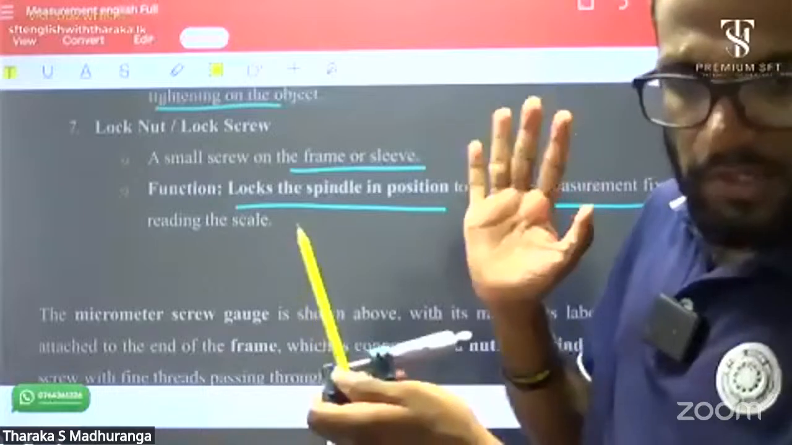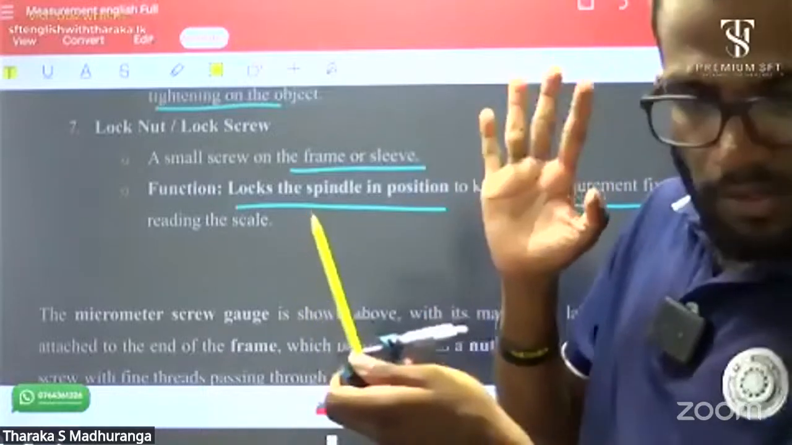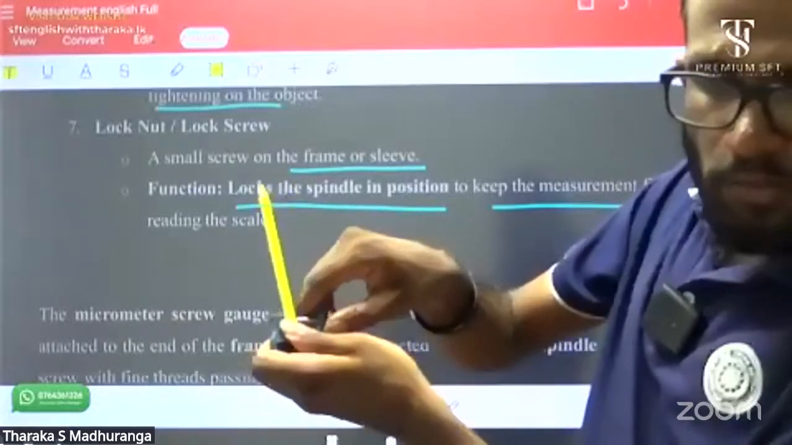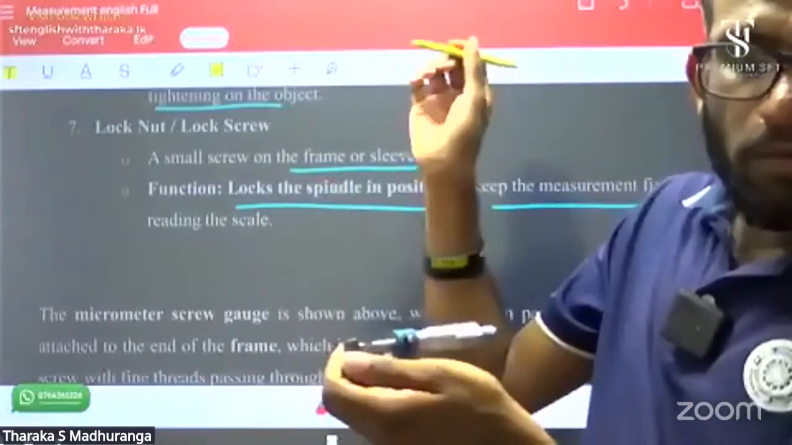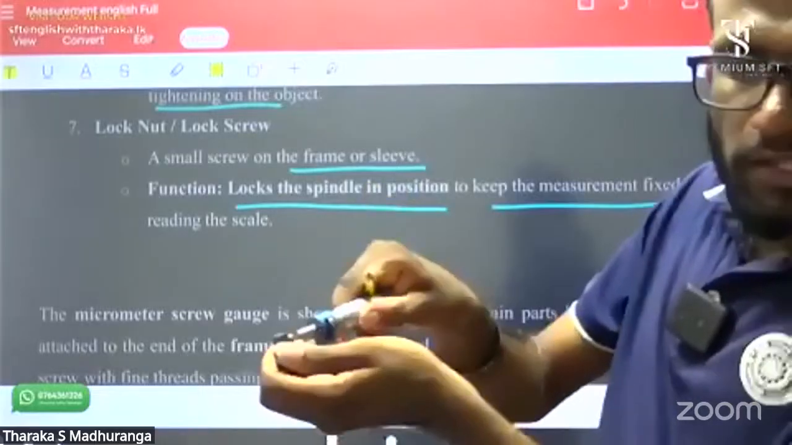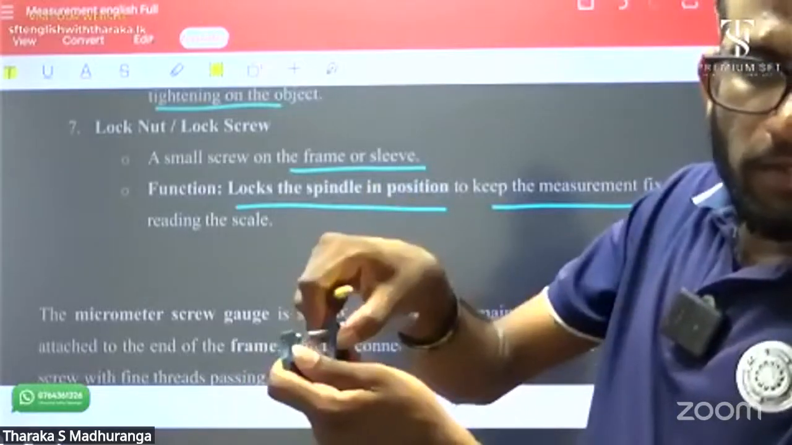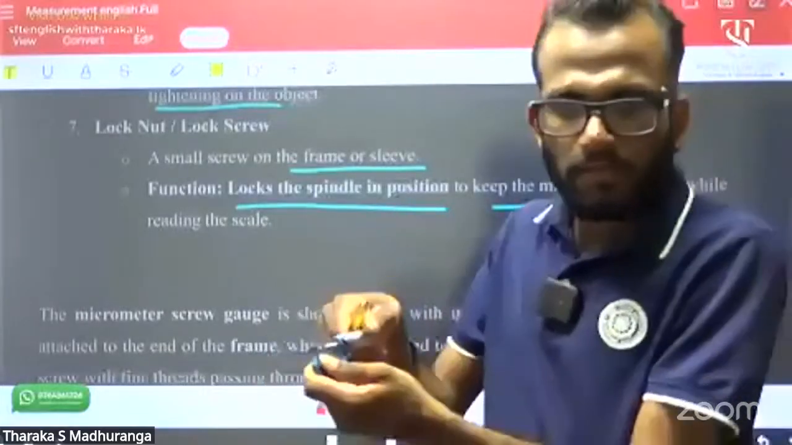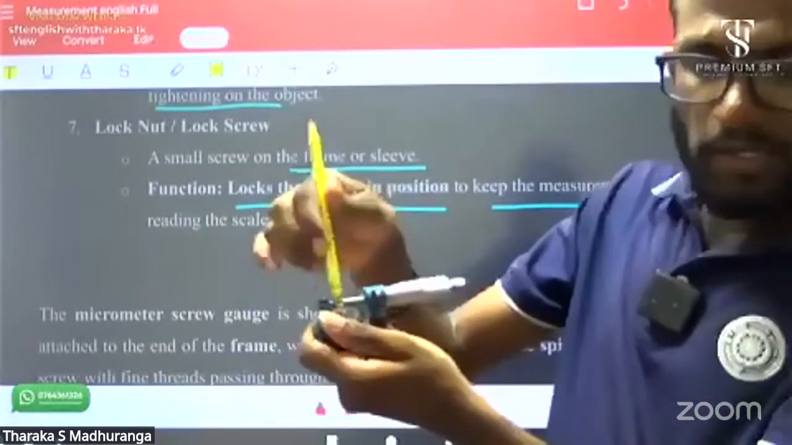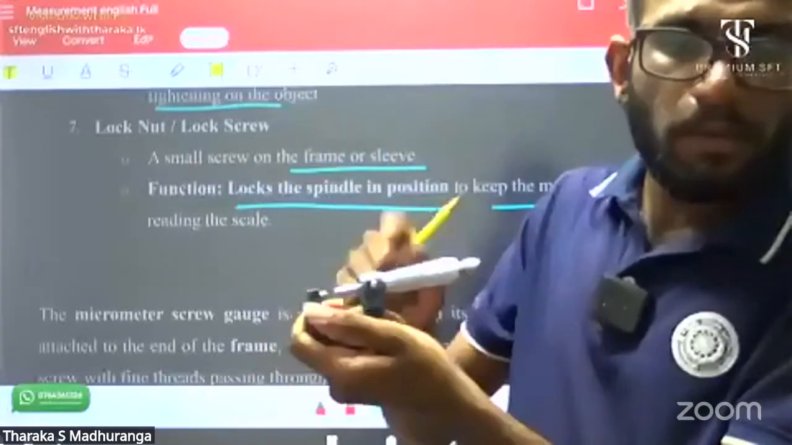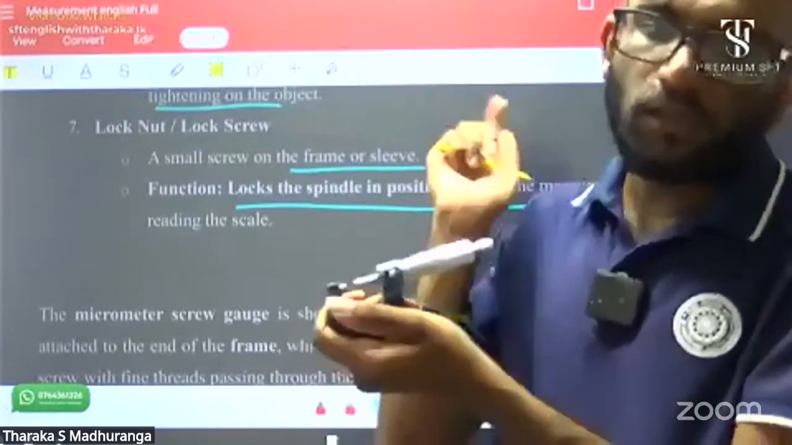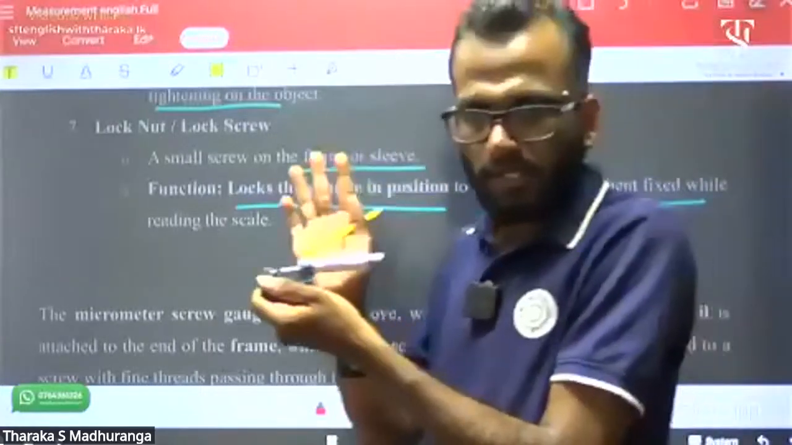Okay, then that's the measurement. That's the required tightness. If you want, you can tighten the object like this and take out the pencil. Again, no changes. That's the actual purpose. Understood? Okay, this is the actual thickness of the pencil. We can read it by the linear scale and circular scale. Clear?